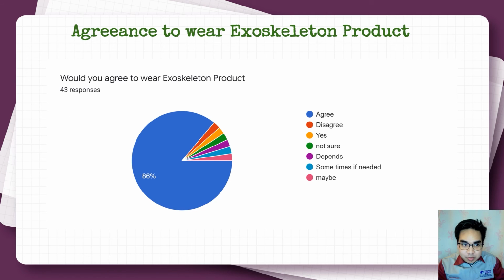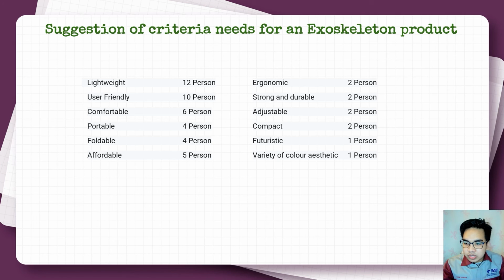And lastly, from the survey, everyone seems to agree to wear this exoskeleton product, but only a few of them disagree or are not sure, depending, and sometimes if needed or maybe. In conclusion for this Google Form survey, these are the criteria that we need to take care of in order to generate ideas for this exoskeleton product. Next, I will pass to my friend.